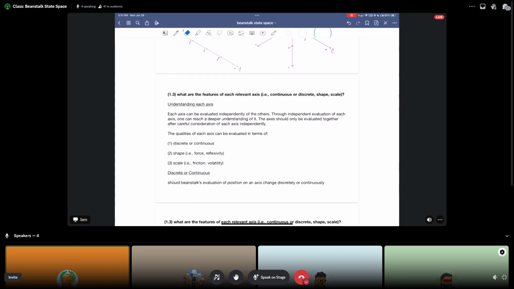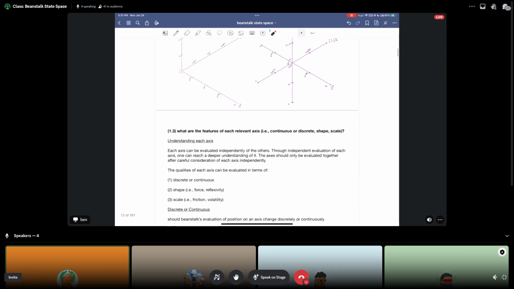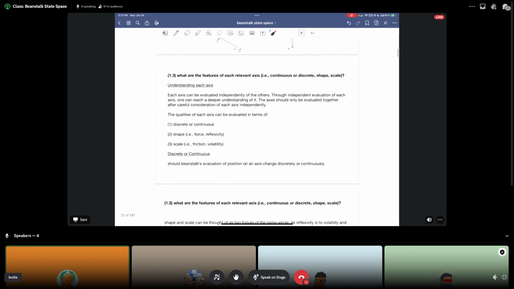1.3, what are the features of each relevant axis? So, given that this is the space in which Beanstalk is operating, what can we learn about this space? What are the features of this space? Is it discrete or continuous? Beanstalk obviously measures things discretely at the micro level, but does it act continuously? Does Beanstalk measure things discretely or continuously? Does it classify things continuously or discretely? A couple different ways to think about this.